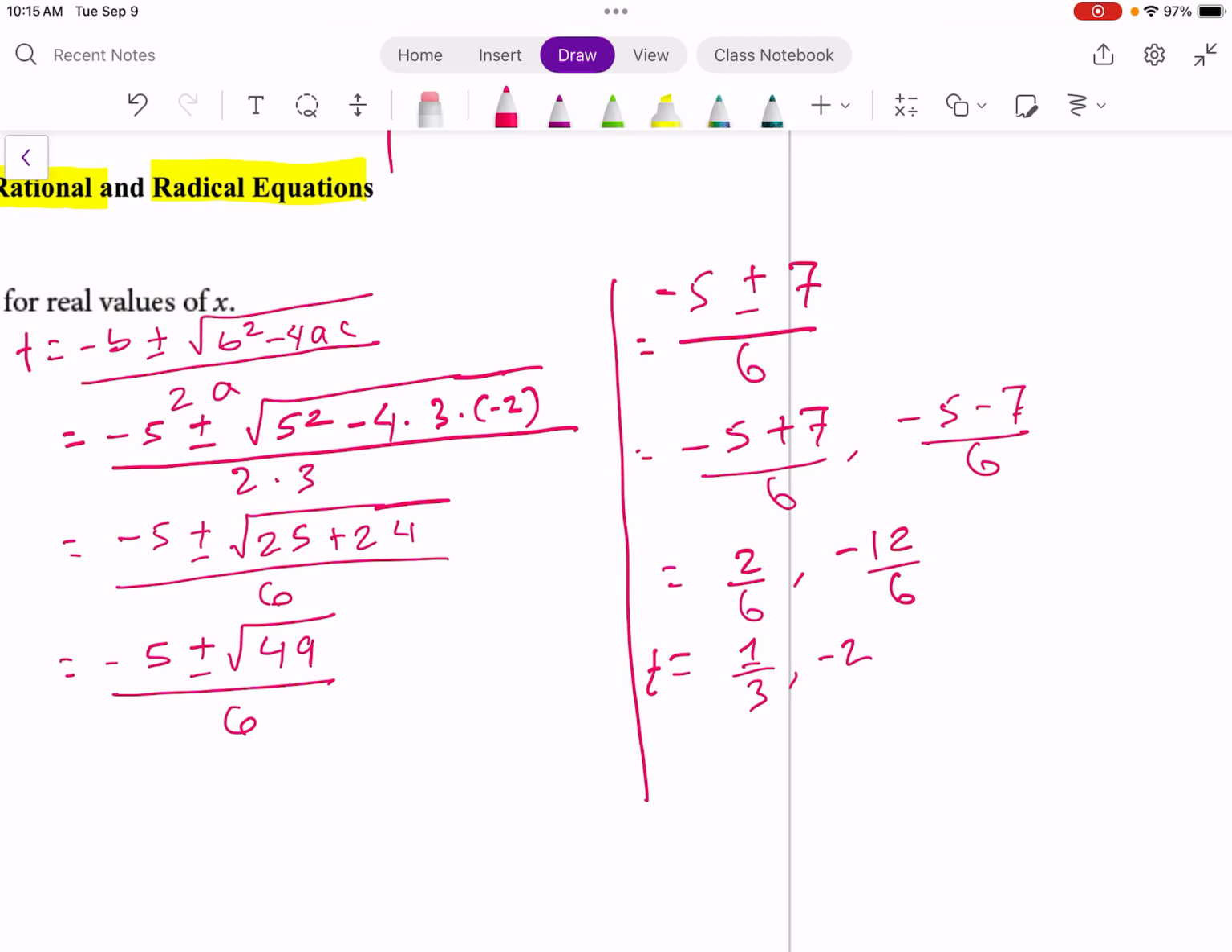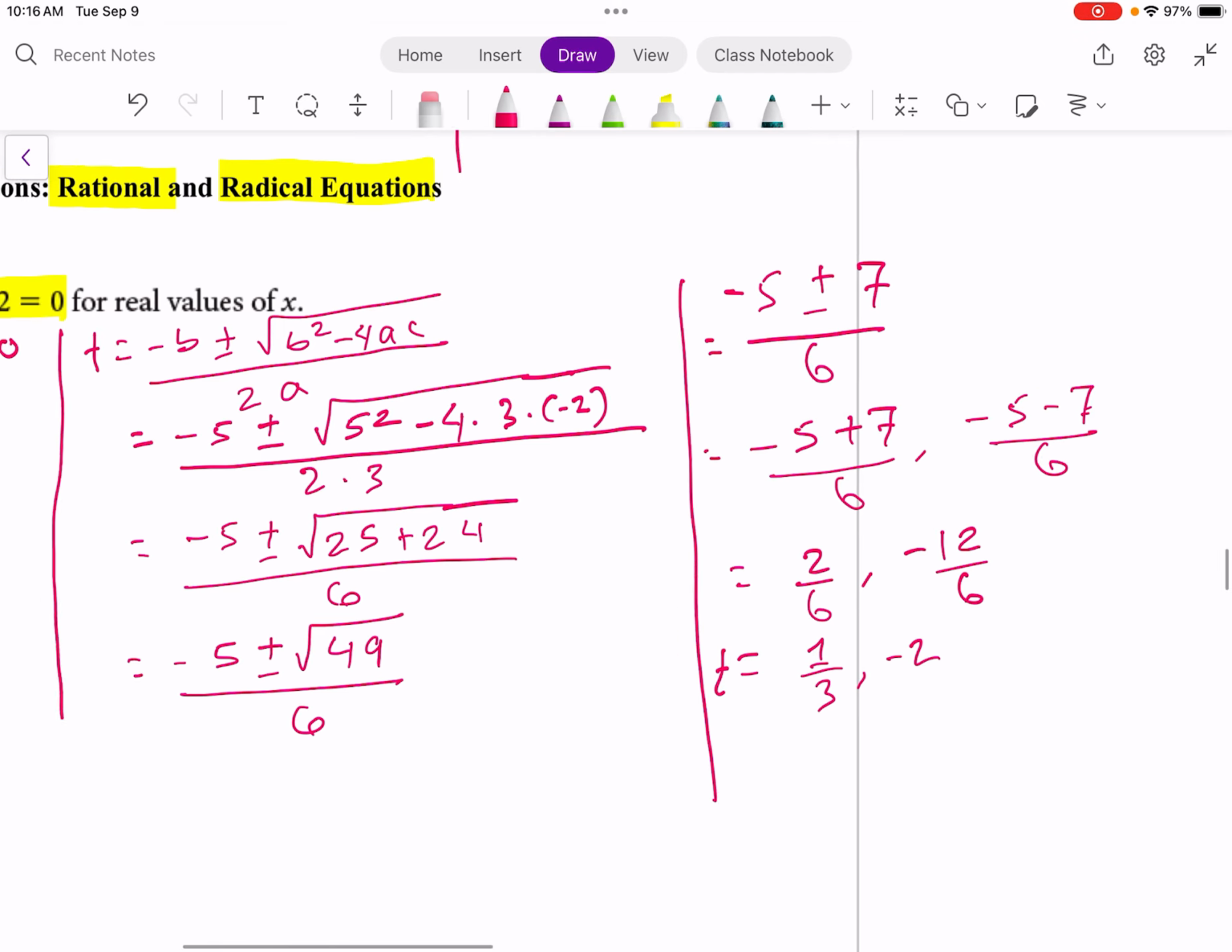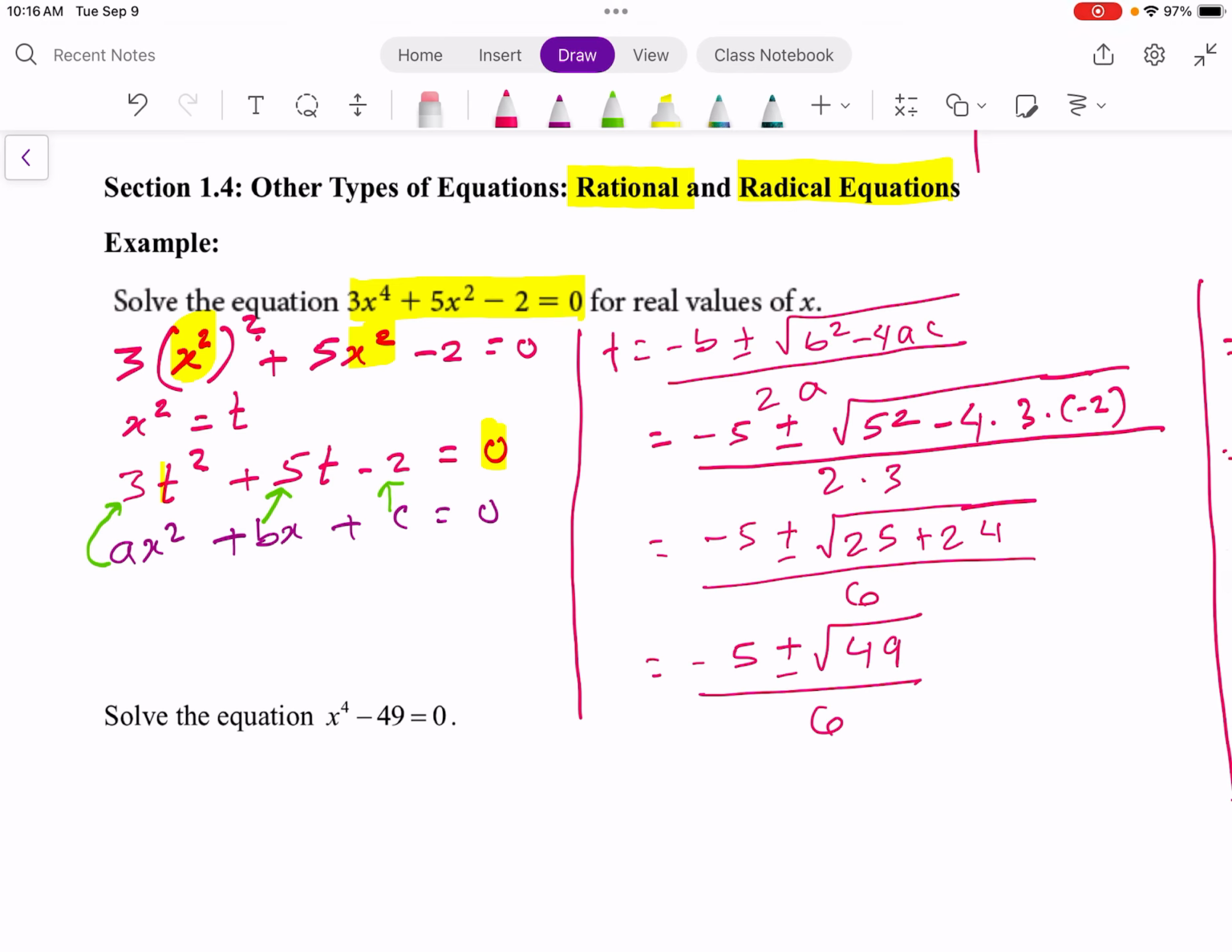Now, are we trying to find the value of t in this equation? What is our target? We are trying to solve an equation with a variable x, right? So our target is finding the value of x. We have two values for t, 1/3 and negative 2. But we are trying to find the value of x. Now, how are t and x related? What we know is that our x square equals t. That's what we assumed at the very first.